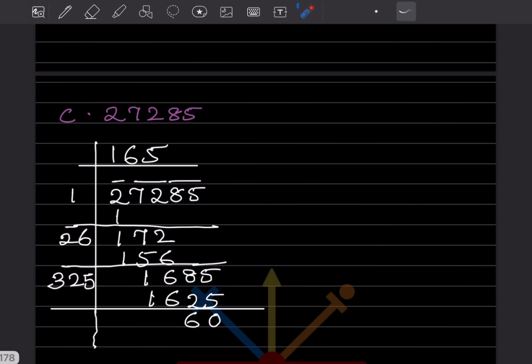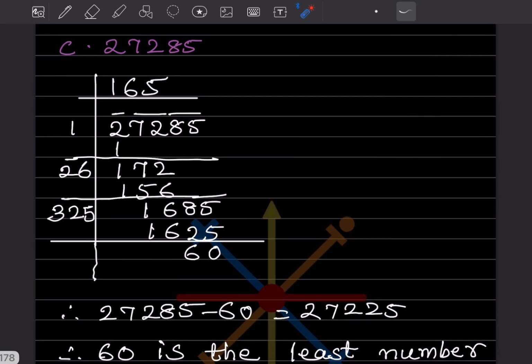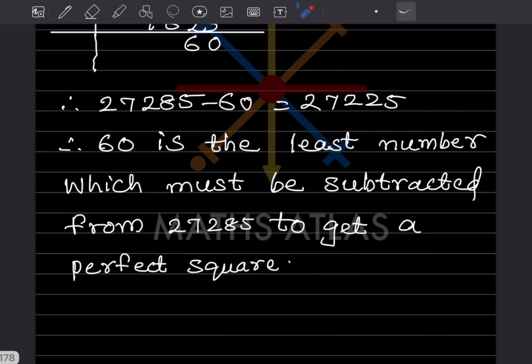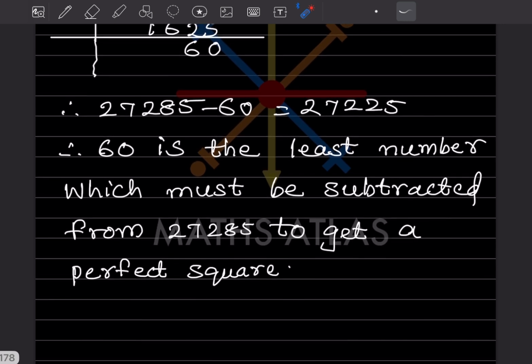Again for this the same. So here you get the remainder is 60. So we can say 60 is the least number which must be subtracted from 27285 to get a perfect square.